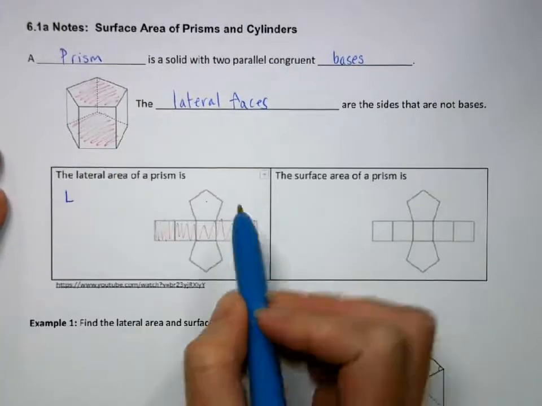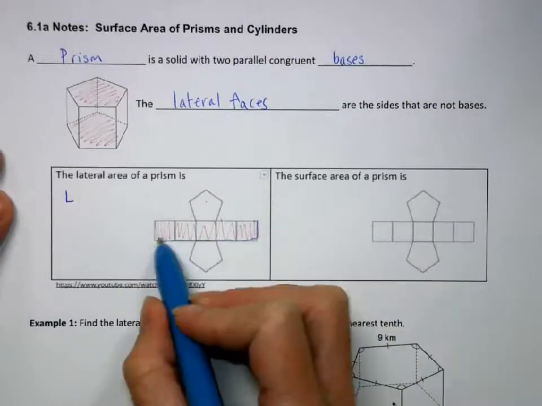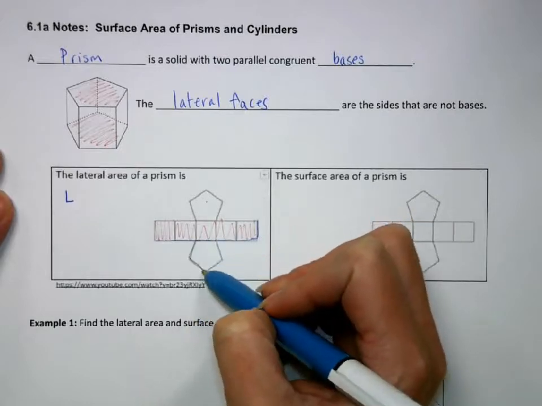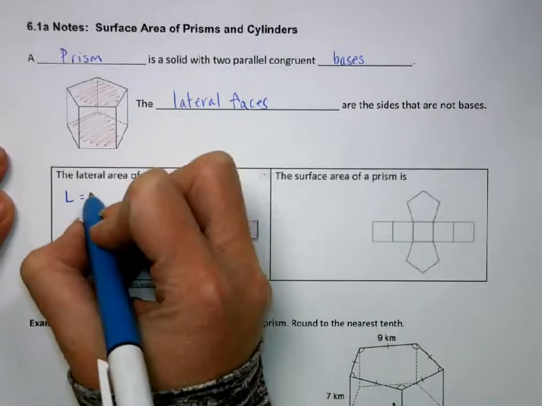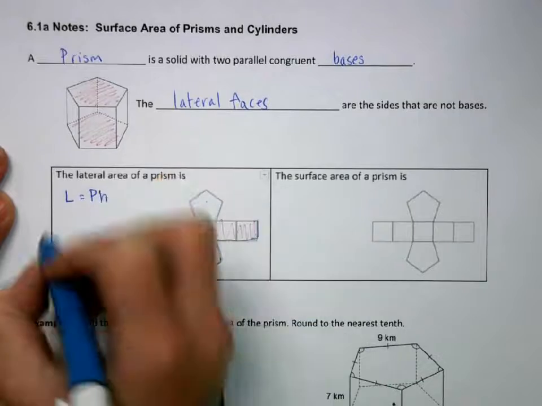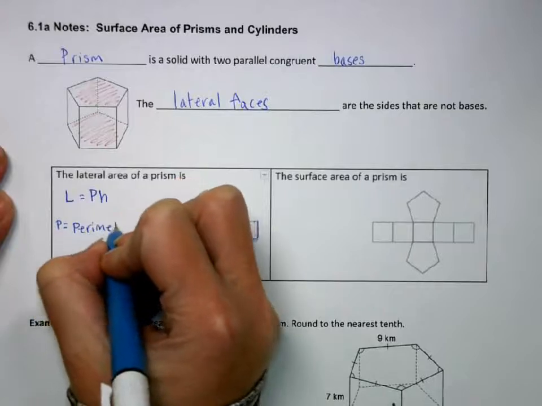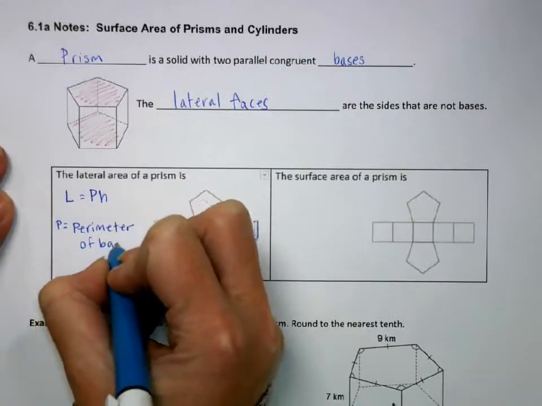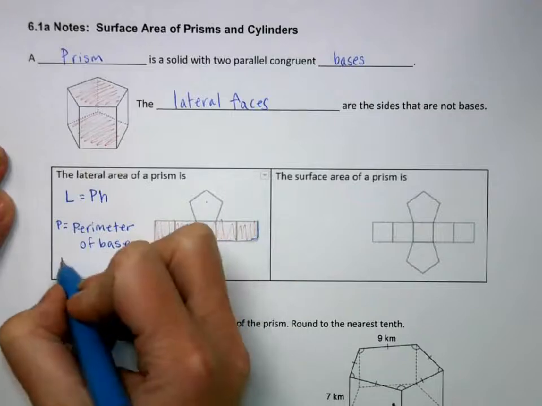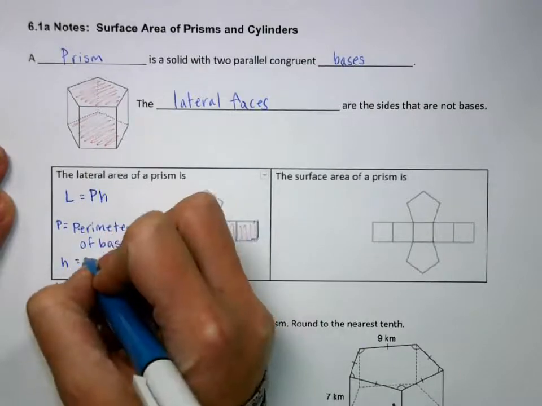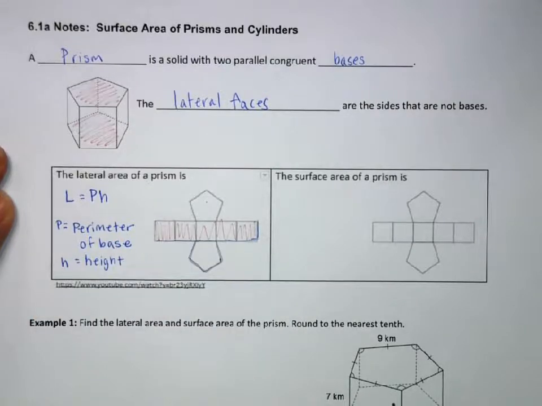Okay, so the formula for this is just the area of a rectangle. So it's just going to be the base times the height. The base of this rectangle, if we folded it back up, would be the perimeter of that pentagon. So lateral area is going to be the base times the height, which is P, perimeter, times H. P is the perimeter of the base. H is the height.